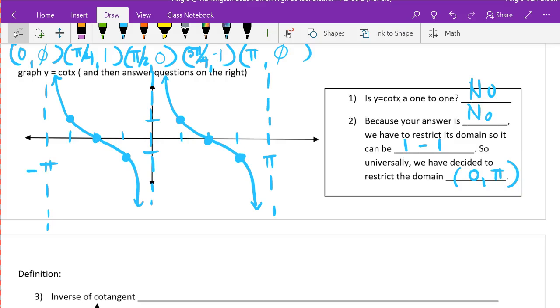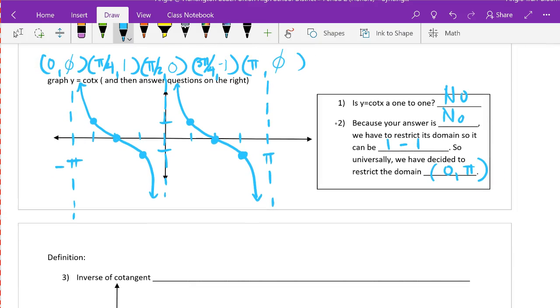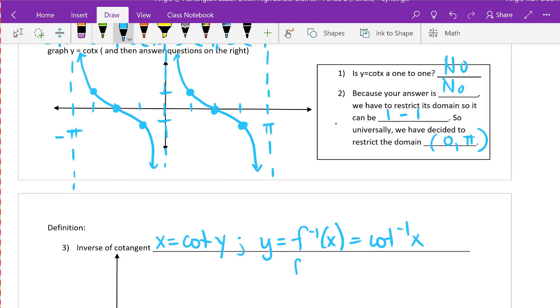Then we are now going to define it. Here we go. X equals cotangent of y. Am I going too fast? Okay, solve. Y equals f inverse of x, which equals cotangent inverse of x. Just like in Algebra 2, I will also accept cotangent inverse of x.